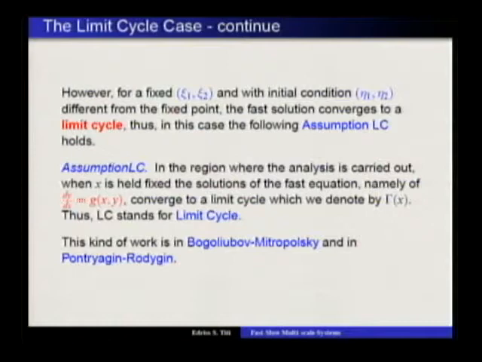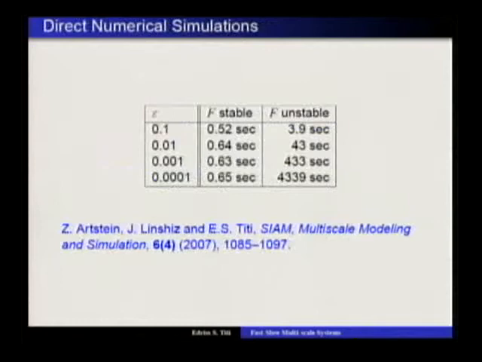So this kind of work has been introduced or studied in classical textbooks, Bogolyubov and Mitropolsky, as well as Pontryagin, and so on and so forth. Some computations that we did with Lynch and Artstein, the same Lynch that we mentioned in different work with Bardos, basically show that for different epsilon, in the case of stable, if you do direct numerical simulation, it doesn't matter. For small epsilon, you can really converge and settle into the right answer within very fast time. But in the unstable case, you have to solve for delta t very, very small, and therefore it takes longer and longer time to get something reasonable when epsilon is very small. And this indicates that you need to find an alternative approach to the whole situation.